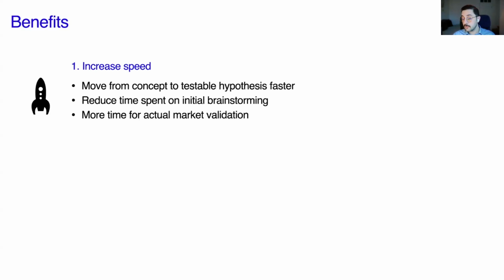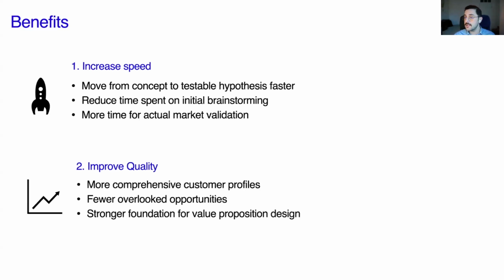Practically, it does these two things, right? It increases speed by enabling you to move from concept to a testable hypothesis faster. It reduces the initial time you have to spend brainstorming, right? Which is not always super productive, and gets you to testing faster, right? And the second element, obviously, is it improves quality. If you've got something that is already resonated and is based on sort of the intelligent underpinnings of AI, right? You're able to generate better insights, right?